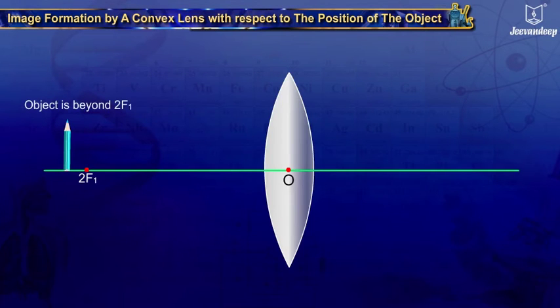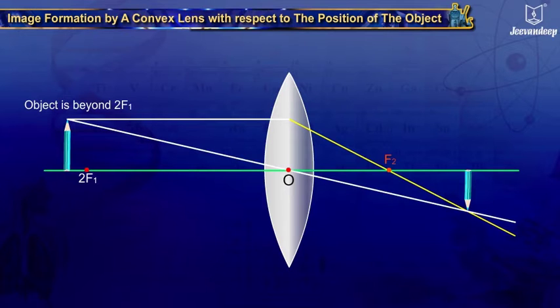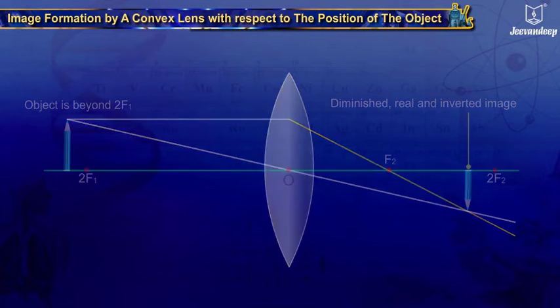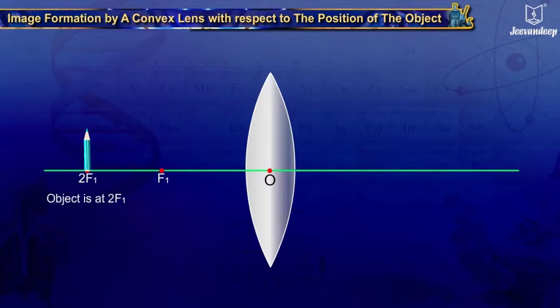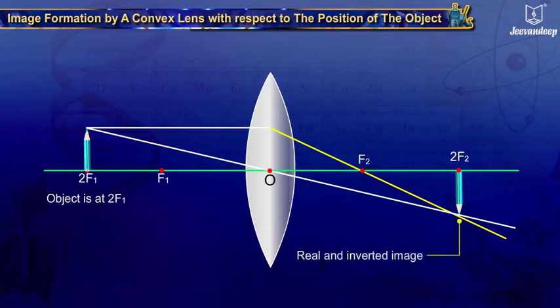When the object is beyond 2f1, the image is formed between f2 and 2f2. The image is diminished, real and inverted. When the object is at 2f1, the image is formed at 2f2. The image is of the same size as that of the object, real and inverted.